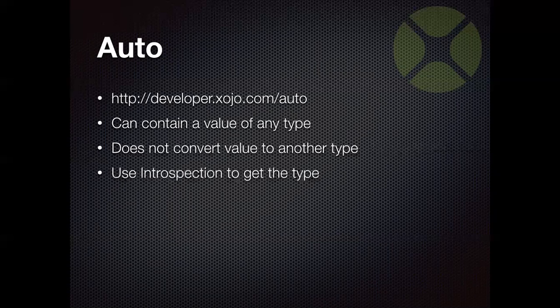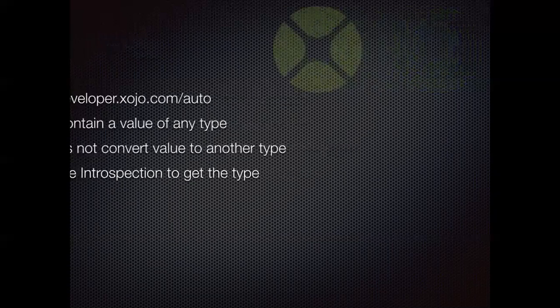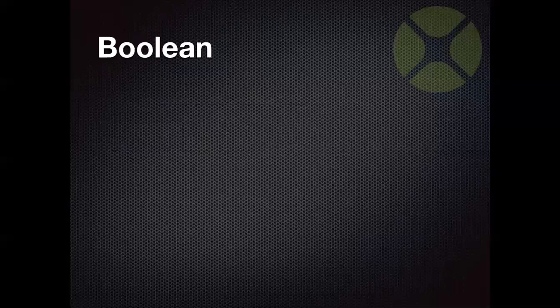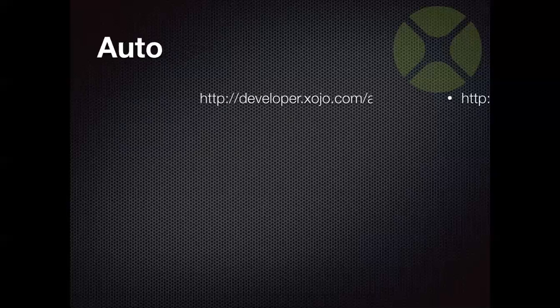You use introspection to get the type if you are unsure of what type the auto variable contains. You can use introspection to look it up. And whoops, I switched a little too soon, going from the more powerful auto to the simpler Boolean. Let's go back here.